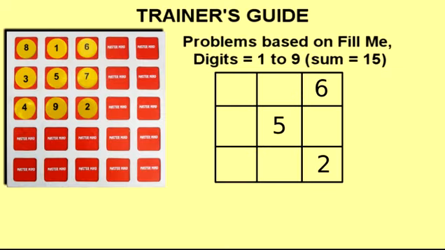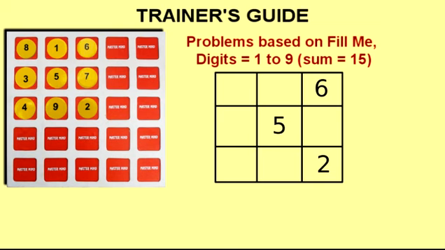Hello everyone. This tutorial is for the trainers, on how they can verify whether the kid has filled the filmy grid correctly or not in a quick way. Starting with the 3x3 grid, there are 3 conditions to satisfy. Here you can see digits are from 1 to 9 and the sum is 15.